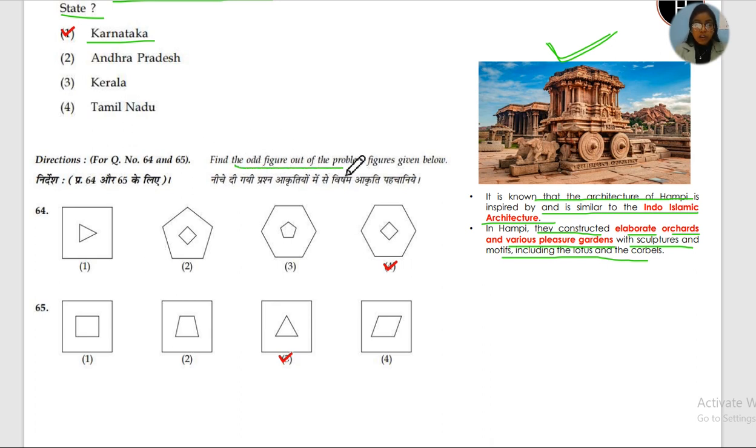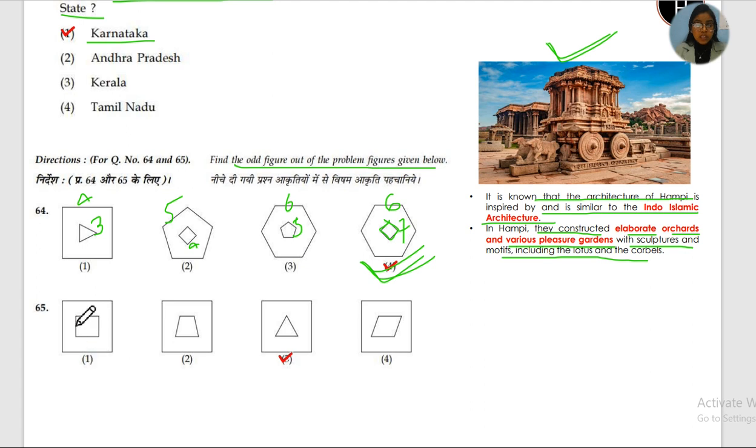Find the odd figure out of the problem figure given below. So you have to find out the odd figure. In this figure, as you can see, the outer is a square and the inner is a triangle, so it has three sides. This is a pentagon. Here you have a square, 4. This is a hexagon. This is a pentagon. Again you have a hexagon, but here they have placed a square. It should all have 7 sides, the inner one. So that's why option number D is the odd one out.